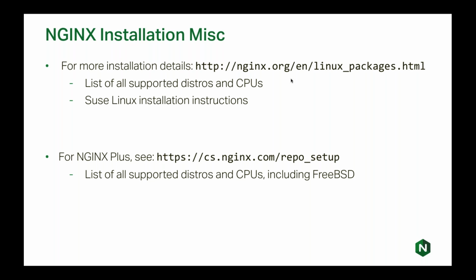On the Nginx Plus side, go to cs.nginx.com/repo_setup, and that also lists all the supported distros and CPUs. Nginx, both open source and Plus, supports ARM CPUs as well as PowerPC, so you can go through those respective pages to see which operating systems we support for those CPUs and what all operating systems are supported.